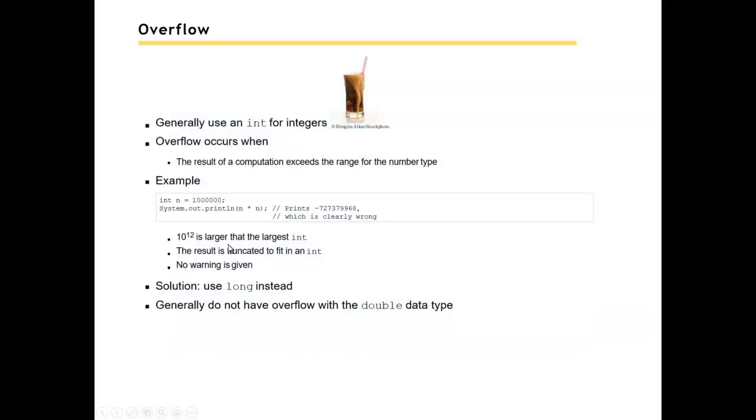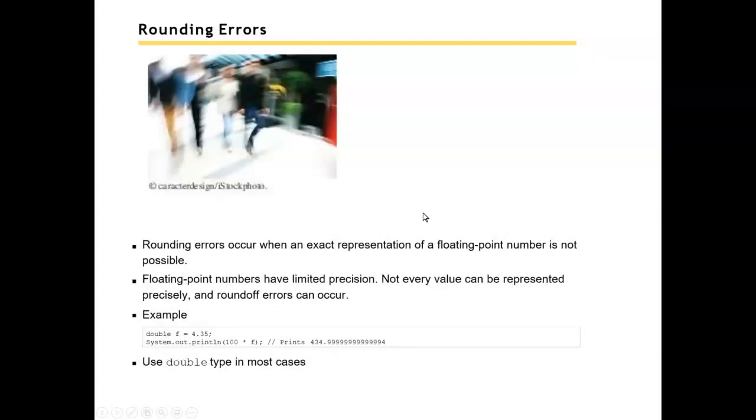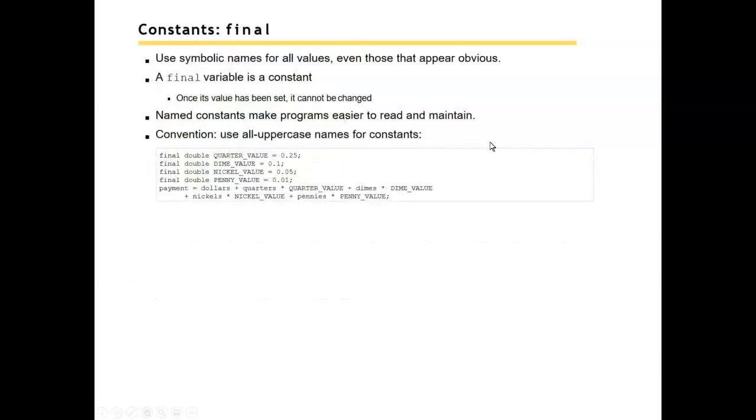So overflow occurs when you exceed the value of a range, and if you go bigger than an integer can hold, it doesn't throw an error, it just wraps around. So the way to get around that is to use a long instead. Double data types don't have that because the numbers get really big. Rounding errors occur when an exact representation of a floating point number is not possible. Not every value can be represented precisely, so you can get round-off errors. Use double type in most cases to reduce these. It can be a pain in the butt, but it's also not that frequent.